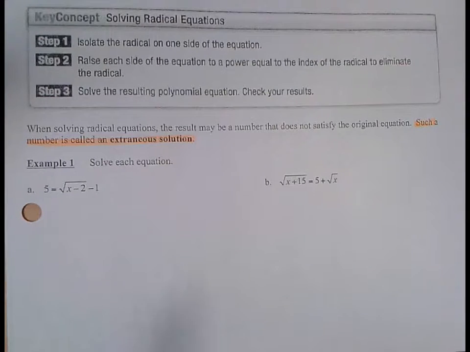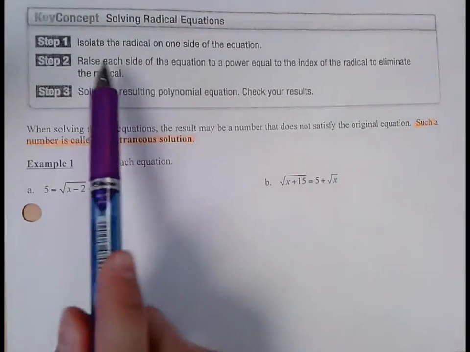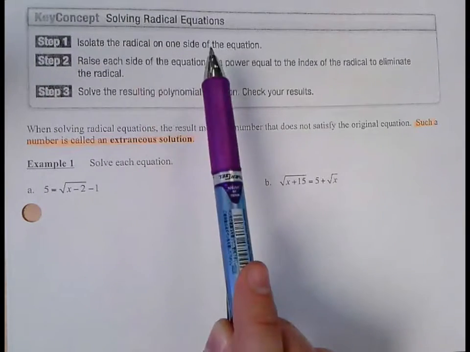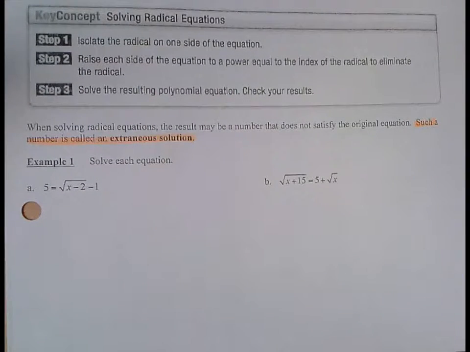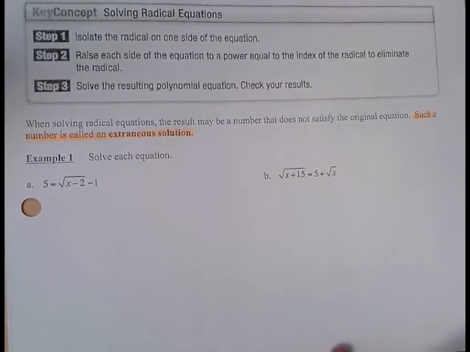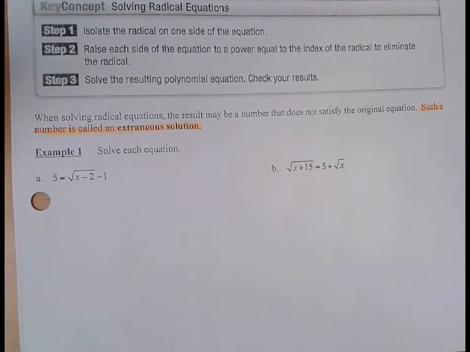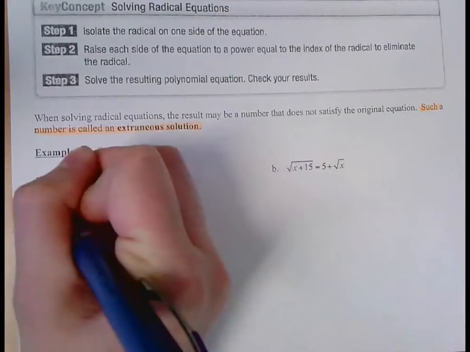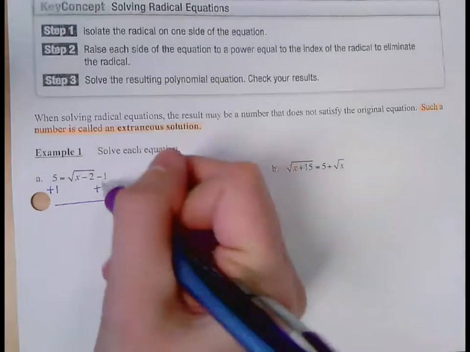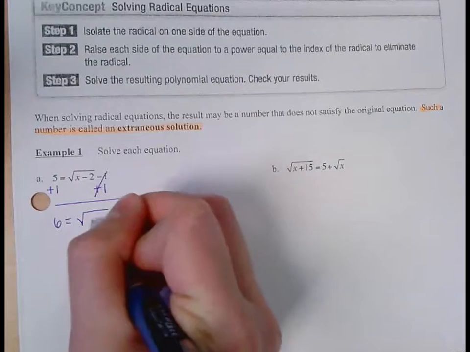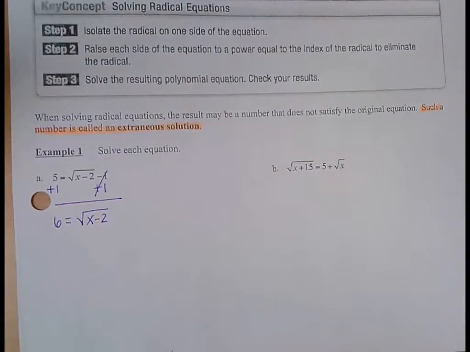So we're going to look at example A, and like I said, I'll talk through these 3 steps. The first step when you solve a radical equation is to isolate the radical on one side of the equation, as long as you only have one radical. So if we look at example A, I want to get the square root of x minus 2 by itself first. To get rid of the minus 1, I would have to add 1 to both sides. And that means I will have 6 equals the square root of x minus 2.